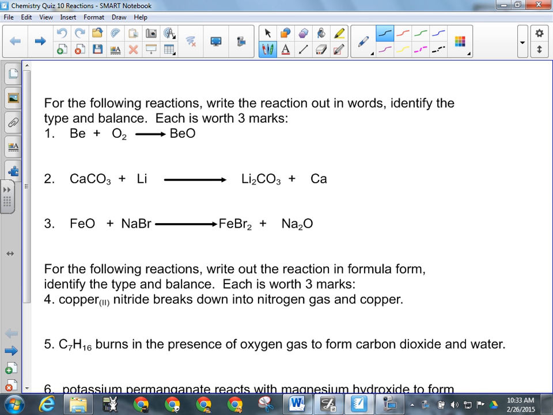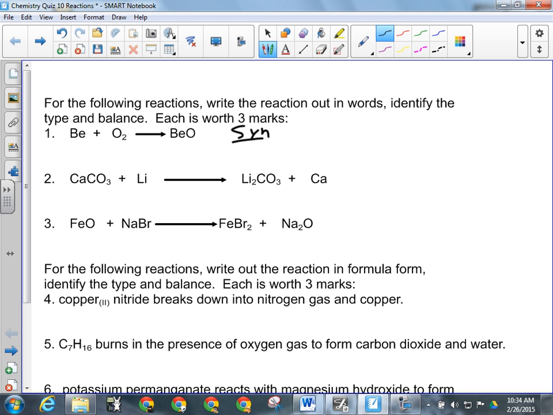So for the first one here, I've got an element reacting with an element to form a compound, which is what kind of reaction? It's a synthesis reaction. So 1 mark for synthesis. Now next thing, I need to write it out in words. Be is beryllium, and it's reacting with oxygen, and that is making beryllium oxide. They have to have all of it right in order to get that mark.